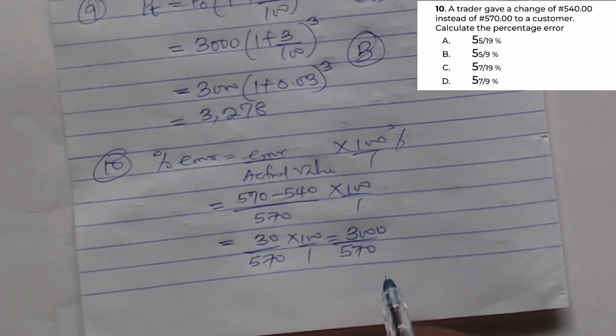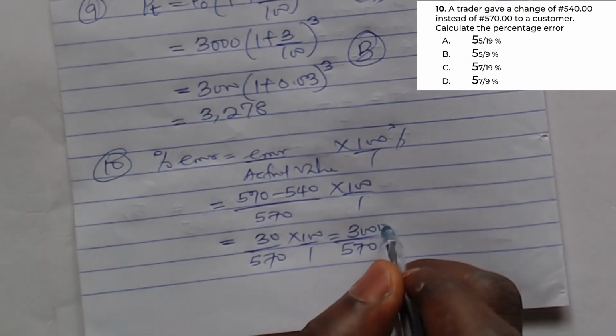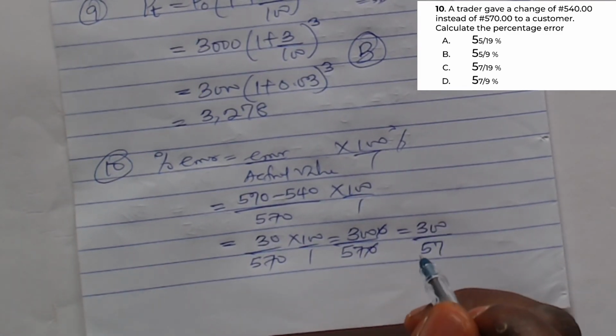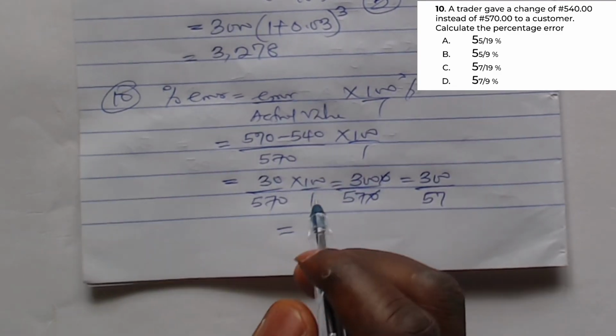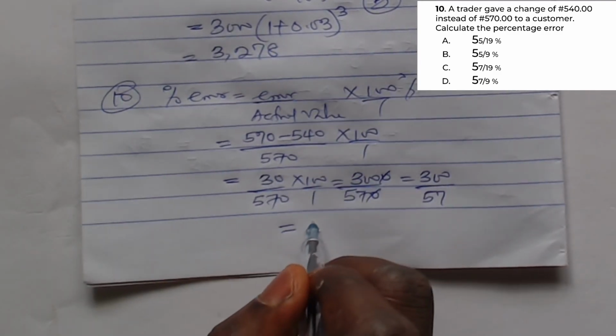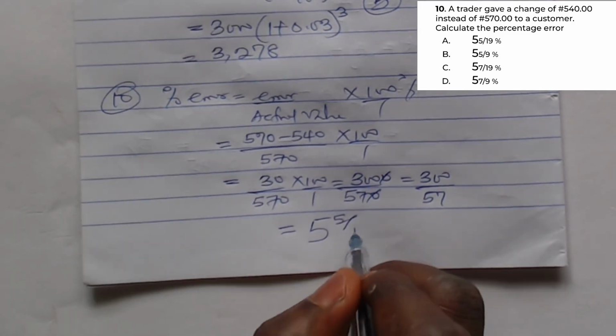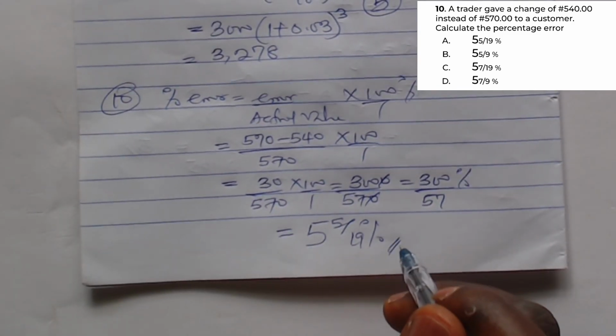This is 3000 over 570, and we have this cancel with this. We have 300 over 57, and when you do your calculation for 300 over 57, you are going to have 5 and 5 over 19%. Final answer is option A.